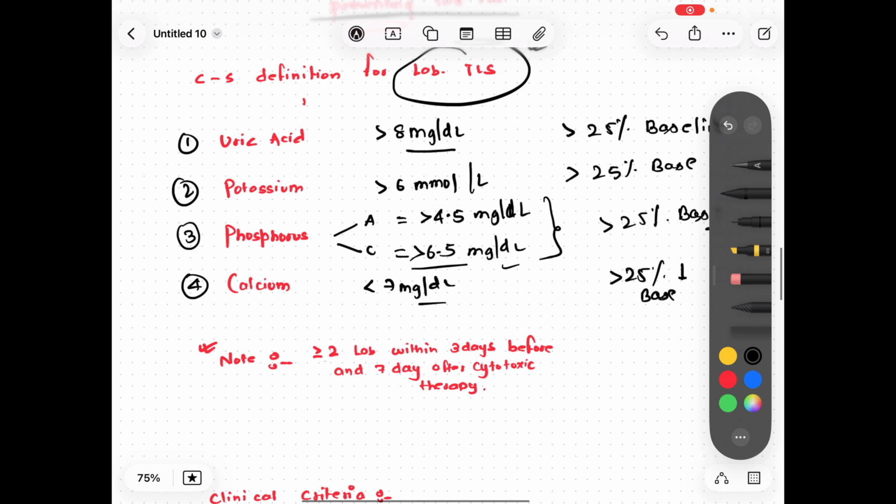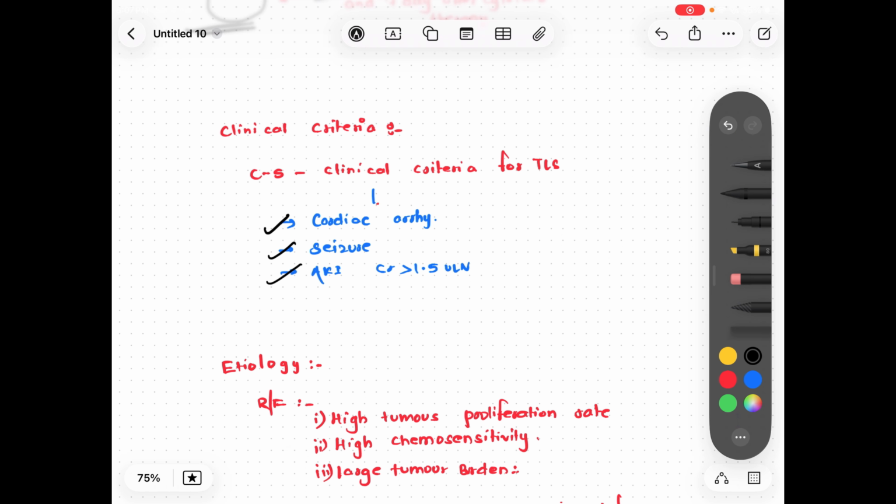One thing to be noted is, when we call the lab criteria positive, it is two or more values out of four. These should be present within 3 days before and 7 days after cytotoxic therapy. Now coming to the clinical criteria, which is any one of these three: cardiac arrhythmia, seizure, and acute kidney injury defined by creatinine more than 1.5 times the upper limit of normal.